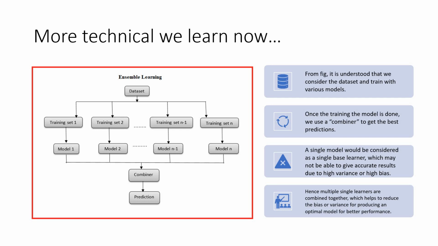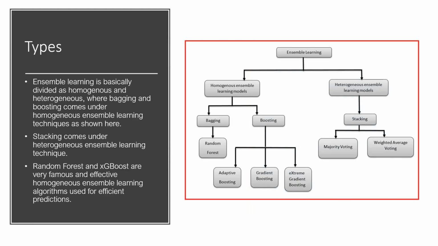Now, if you see here, there's a very simple representation we have given. You can understand that the data set is used here. We are considering the data set and we are going to train with various models. Once the training of the models is done, we use a concept called the combiner. We can see that the combiner is presented there. A single model is considered a single base learner. I used this term base learner some time back. Now you can understand a single model is considered a single base learner, which may not be really useful for you, and may not give you the best results. But when you use the combiner, which can combine model 1, model 2, model 3, model 4, up to model n, you get the optimal performance. That's what ensemble learning is for you.